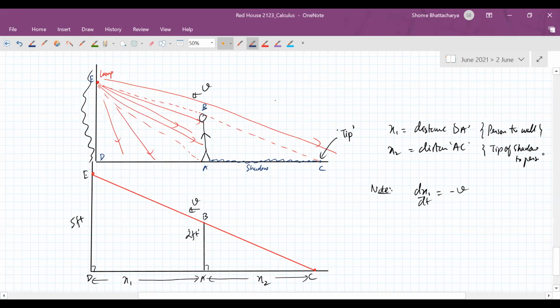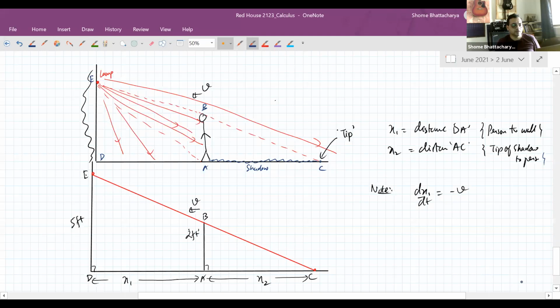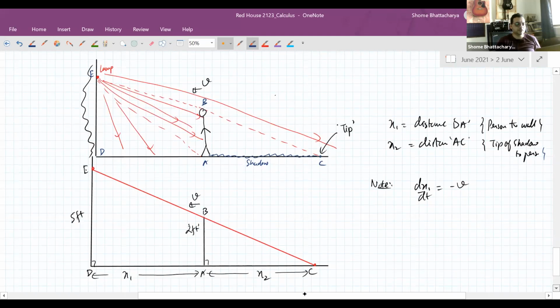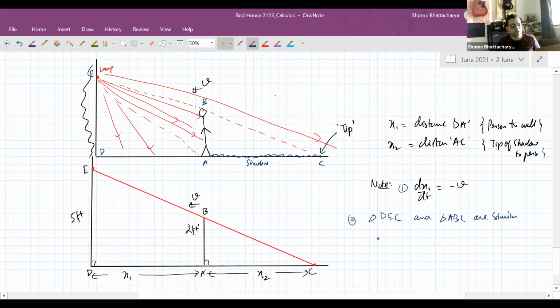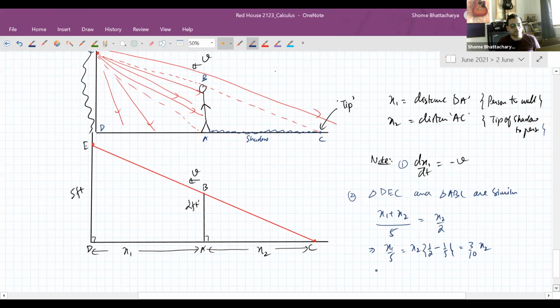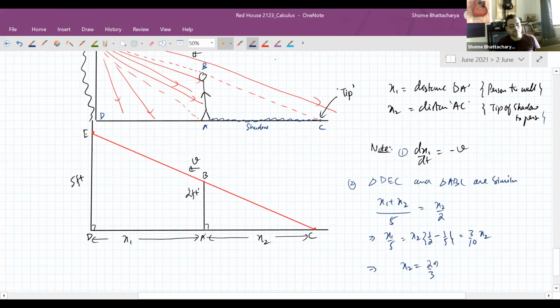Yes, sir. Okay. So now again you can see that there is a relationship between x1 and x2, which we can get from geometry. Can you tell me what is the most convenient way of getting the relationship of x1 and x2? The similarity. Very good. BPT. Yes, very good. So now we can see that triangle DEC and triangle ABC are similar. So we can say base upon perpendicular is equal to base upon perpendicular. So x1 by 5 is equal to x2 into 1 by 2 minus 1 by 5, which is 3 by 10 times x2. So from this, x2 will become 2 by 3 of x1.